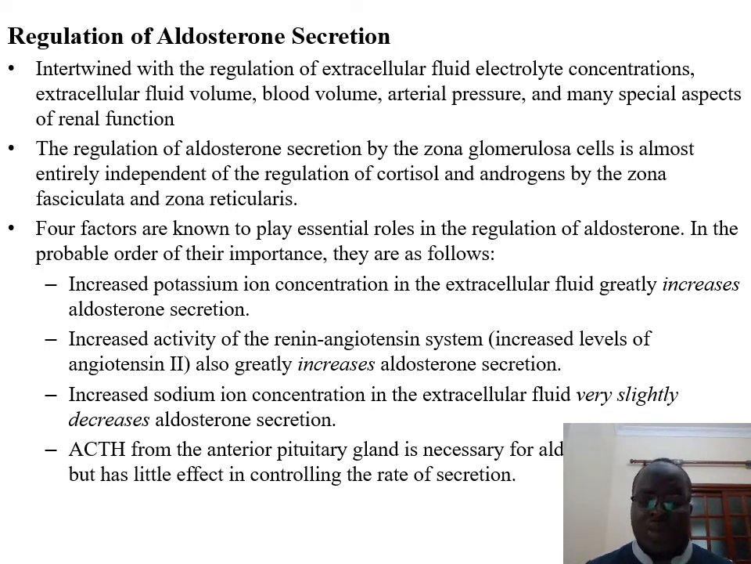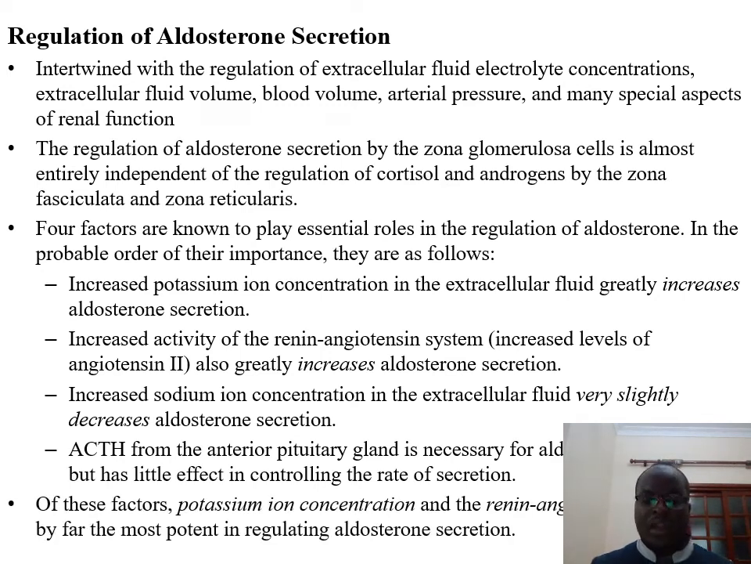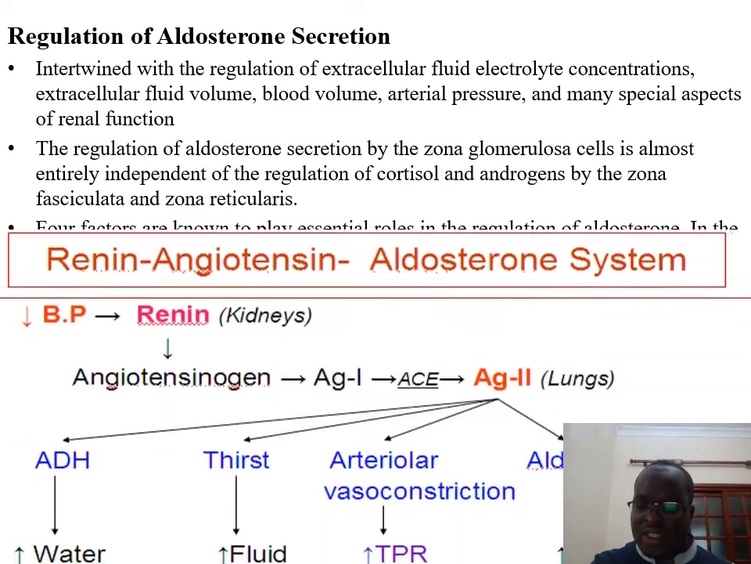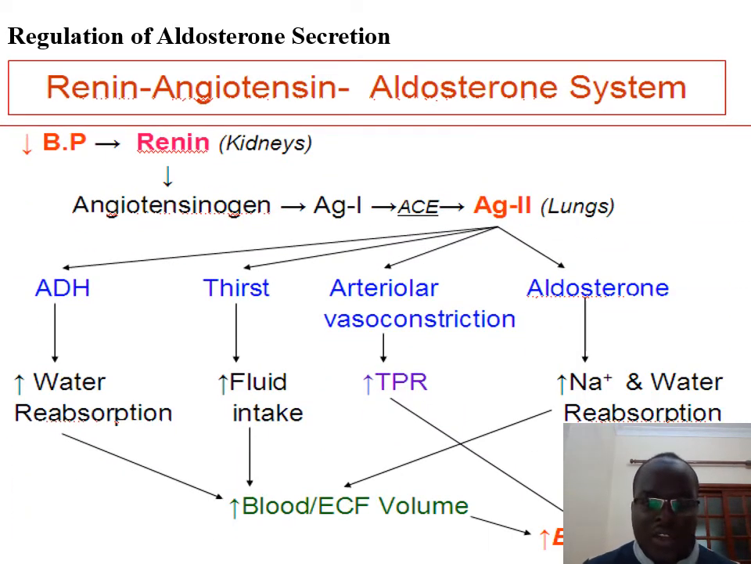The adrenocorticotropic hormone from the anterior pituitary gland is necessary for aldosterone secretion, but has little effect in controlling the rate of secretion. So it doesn't have much effect on the rate of secretion of aldosterone. Of these factors, potassium ion concentration and the renin-angiotensin system are by far the most potent in regulating aldosterone secretion. So these are the most important: the potassium ion concentration and the renin-angiotensin system.